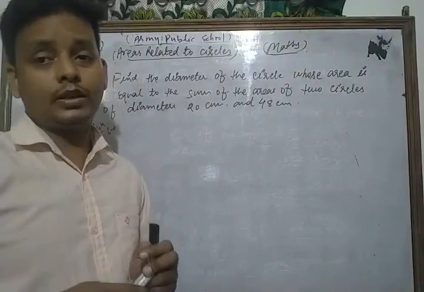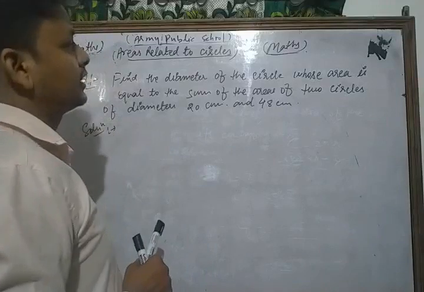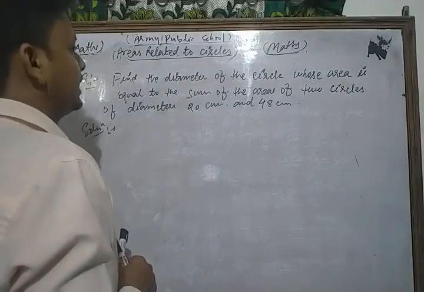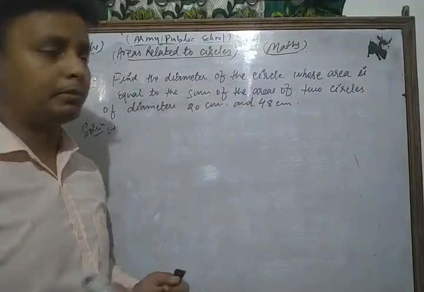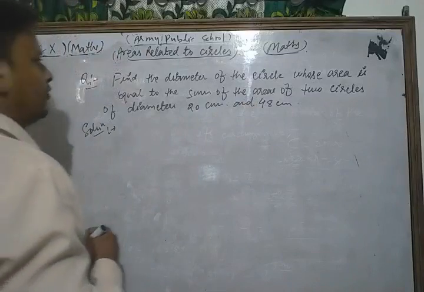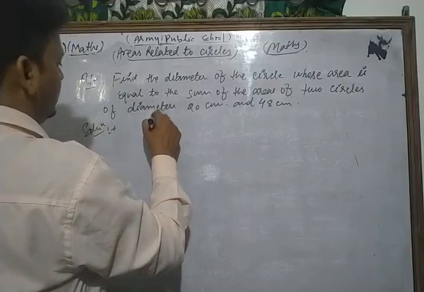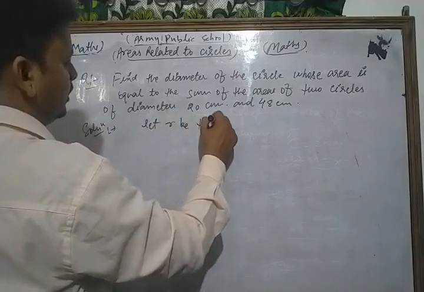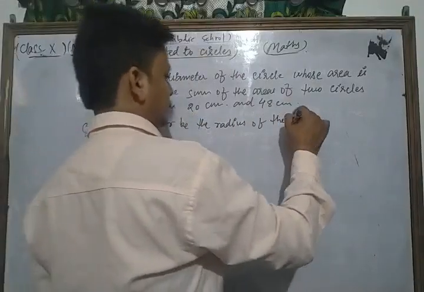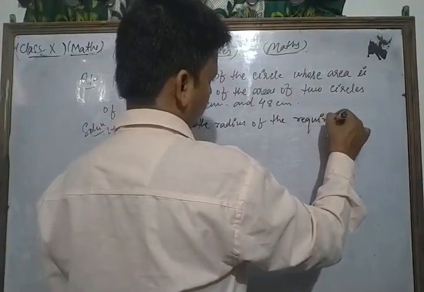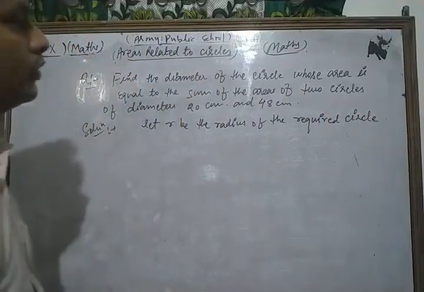Dear students, what is this question? This question is find the diameter of the circle whose area is equal to the sum of the areas of two circles of diameters 20 centimeter and 48 centimeter. Means that we find the diameter of the circle. Okay, let r be the radius of the required circle.